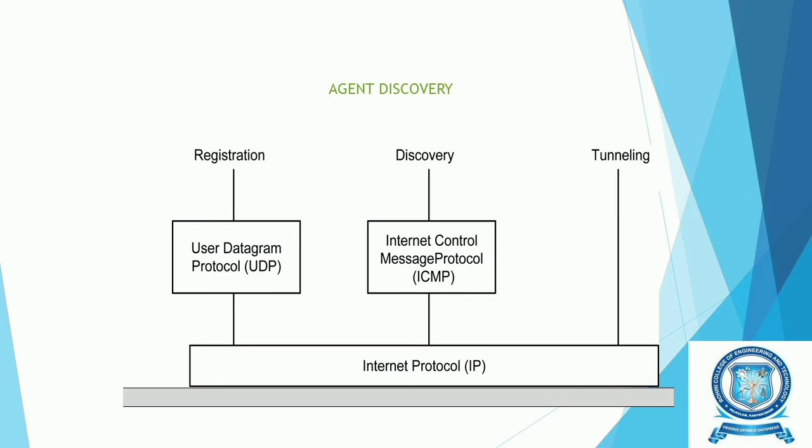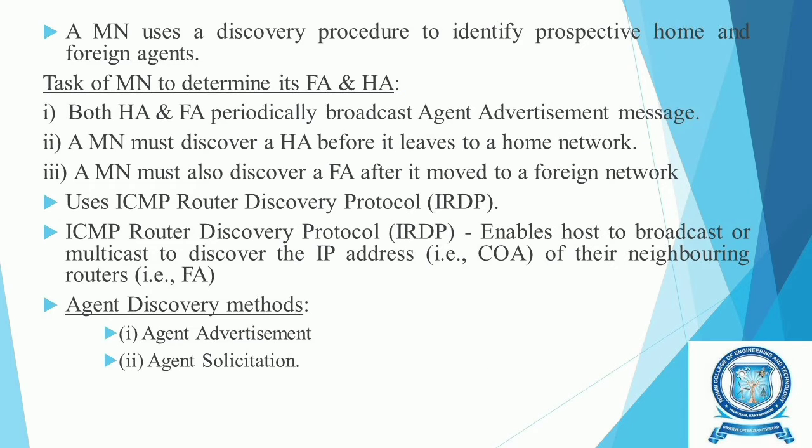First we are going to see how the agent is discovered, that is, how we discover the foreign agent as well as the home agent. A mobile node uses a discovery procedure to identify the prospective home and foreign agents. So the task of the mobile node is to determine the foreign agent and home agent. Both these agents periodically broadcast the agent advertisement message. The mobile node must discover a home agent before it leaves the home network.